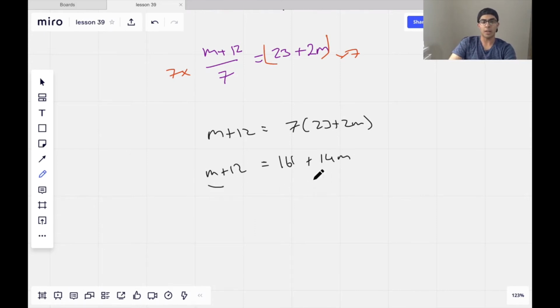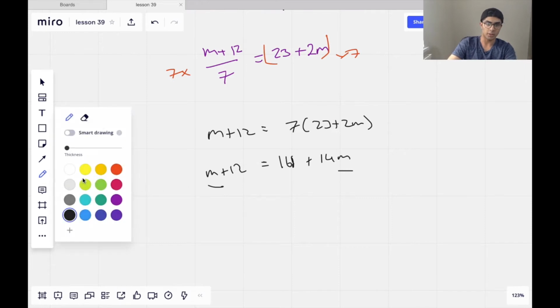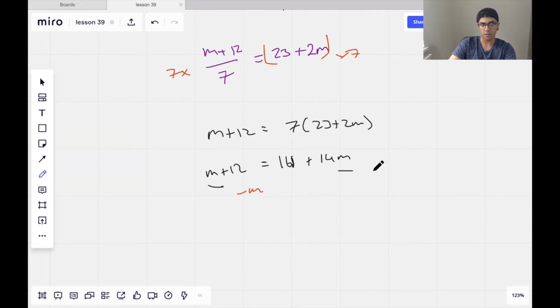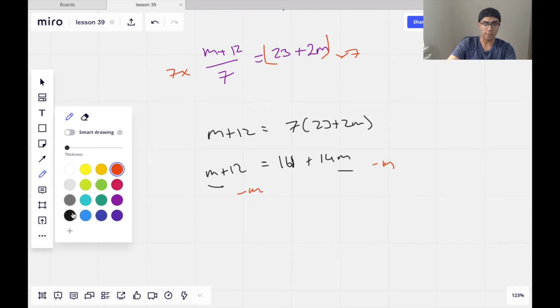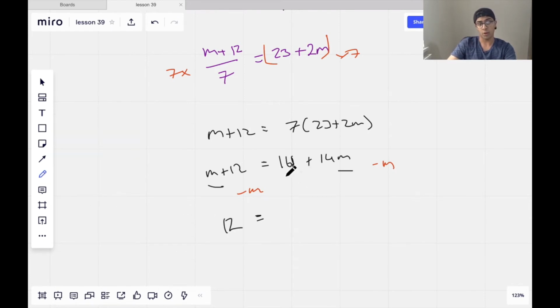And now we have m on the left and on the right. If you remember from our bit on rearranging, for a certain kind of variable, we want to collect the like terms. We want all the m's on one side and all the numbers on the other side. So we've got 14m here and then m here, right? If we take away m from both sides, on the left hand side we'll only be left with the 12, which is a step closer to what we want. So minus m, minus m. On the left we are left with m plus 12 minus m, which is just 12. On the right, we're left with 161 plus 14m minus m, which is 161 plus 13m.